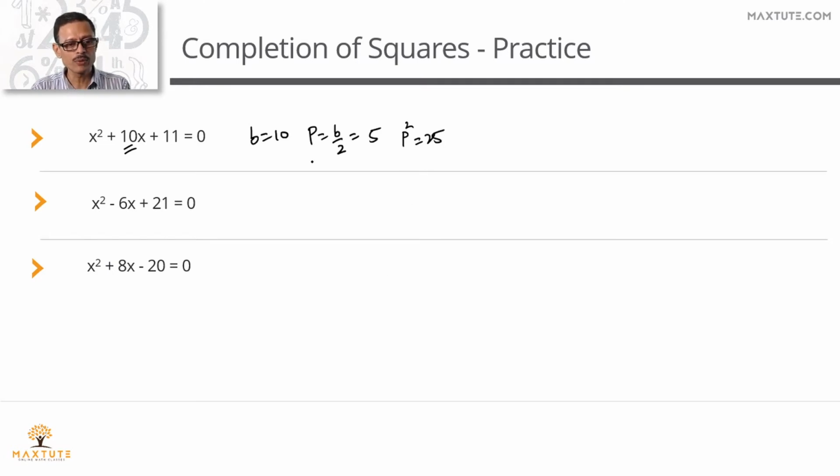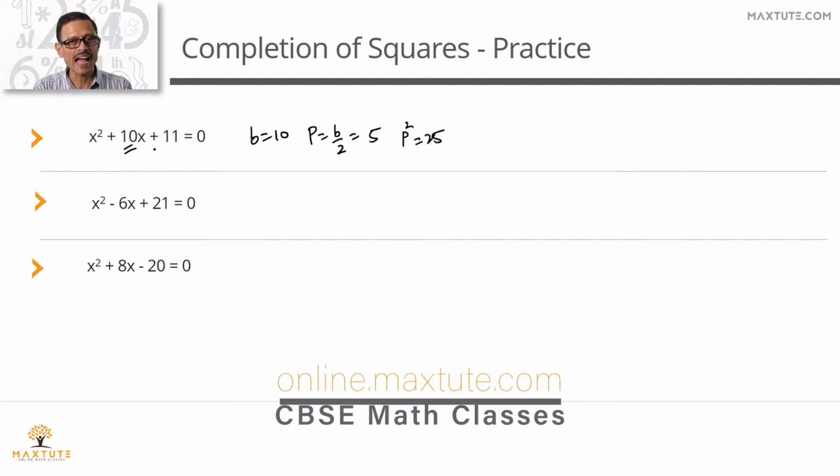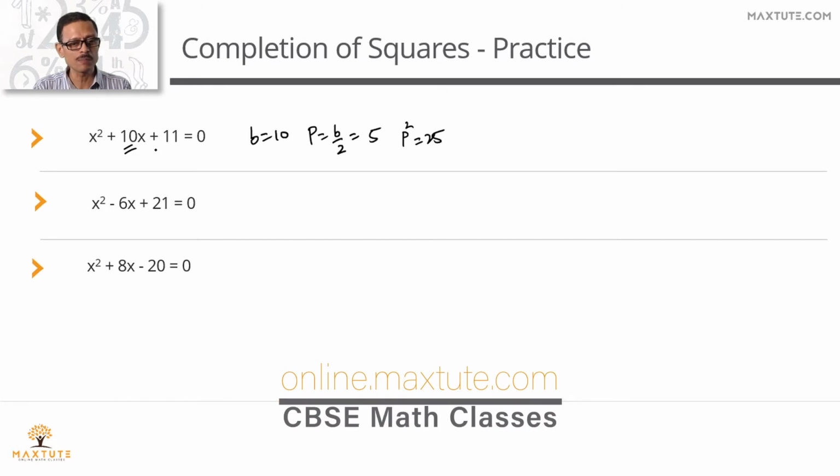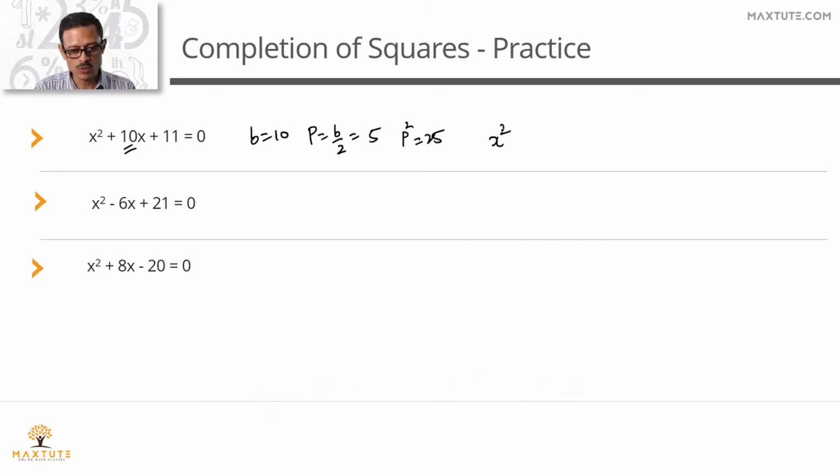So what are we going to do? We found out the value of p, that is step number 2. We found out p square. Now to this equation, add a p square and subtract a p square. So we'll get x square. This is step number 3 for us. This is step number 2. This is step number 1 because we don't have to do the original step number 1.